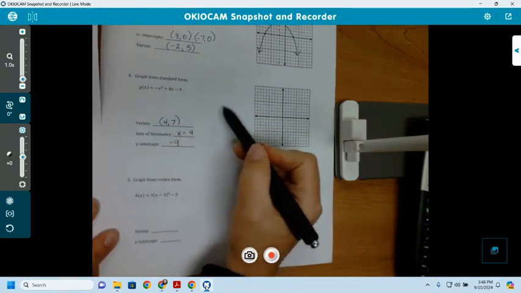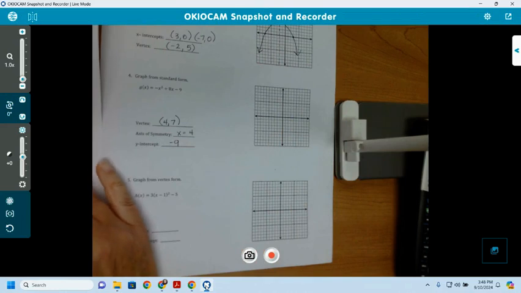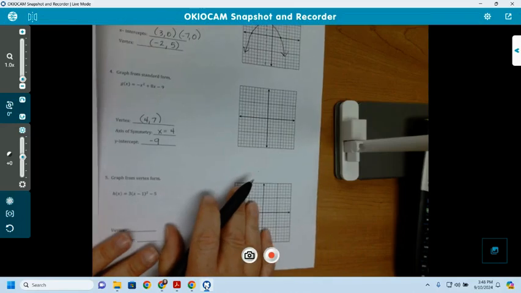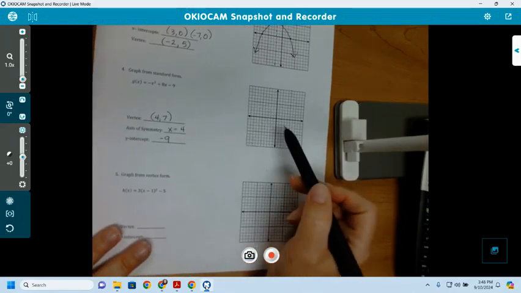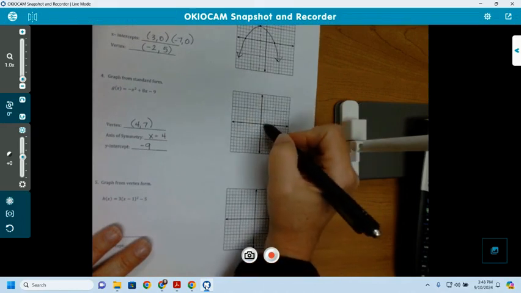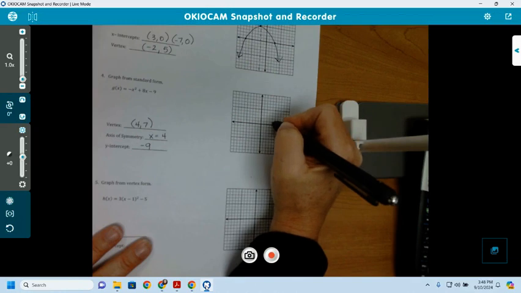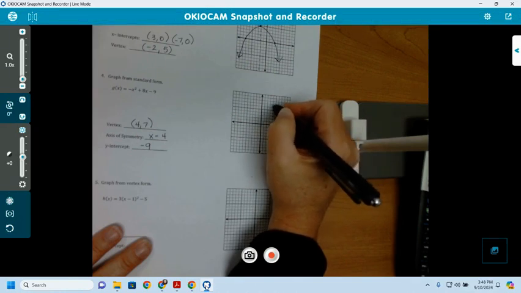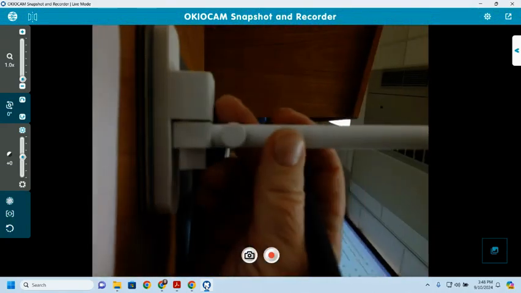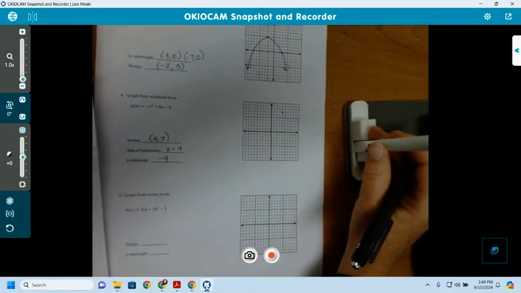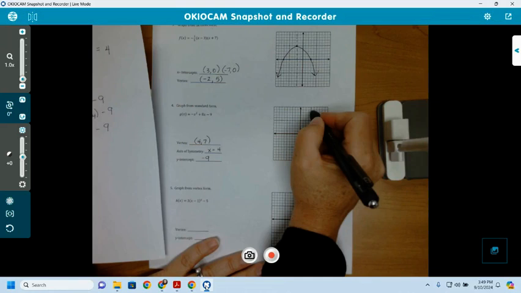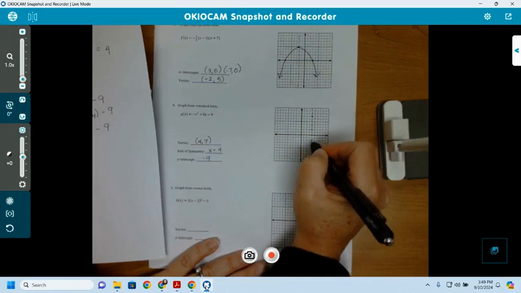Now, if you don't have your work on the paper, if it's on a separate sheet of paper, that's fine. You can bring that in to show your work. So let's plug these values into the graph. The vertex is 4, 7: 1, 2, 3, 4, 1, 2, 3, 4, 5, 6, 7. The axis of symmetry goes right down through that vertex.